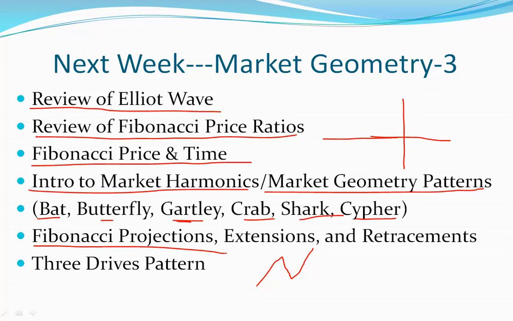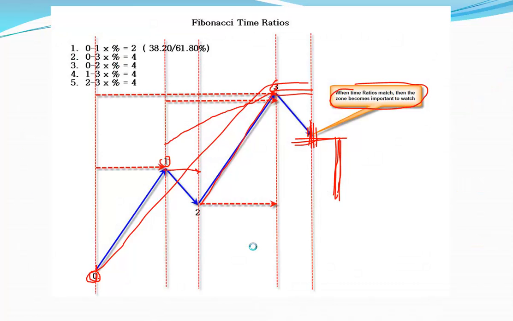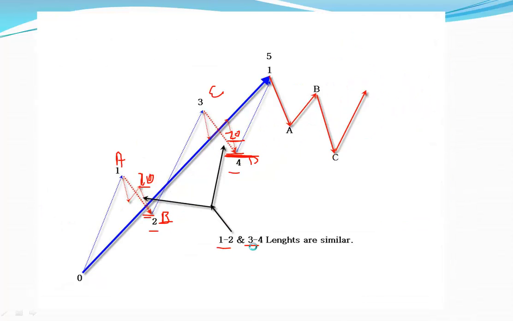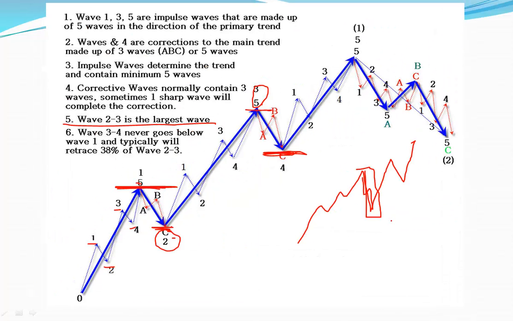And then we're going to look at Fibonacci projections, extensions, retracements. We're going to look at three drive patterns. What is that? Well, if we look at a three drive pattern, it essentially looks like the five wave. The five wave is here, but the three drives pattern is actually a climactic pattern to end the trend. And what I'm going to do is go back here.